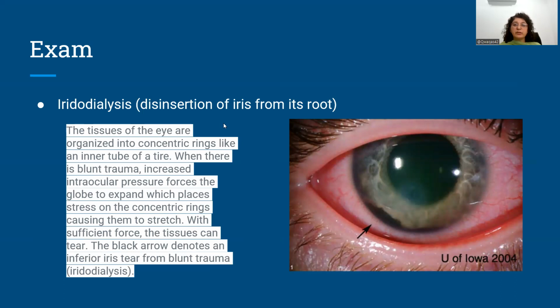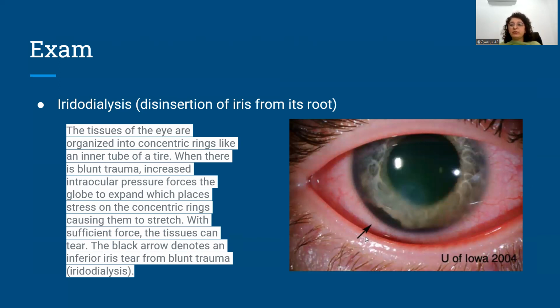Another severe type of injury is iridodialysis, where there's disinsertion of the iris from its root. So it's important to understand anatomy if you are going to be treating patients who are walking through the door. Tissues of the eye are organized into concentric rings, like the inner tube of a tire. Whenever there's blunt force trauma to these inner tubes, the intraocular pressure will obviously rise, correct? And this causes the globe to expand and stretch these concentric rings.